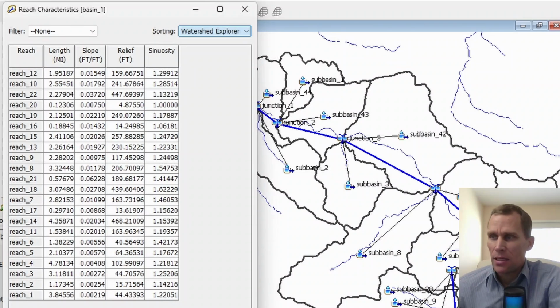What it represents is a measure that quantifies the degree to which a channel meanders. So sinuosity equals the channel length divided by the straight line distance between the beginning and the end of that channel. So a low sinuosity indicates a straighter river, typically with a higher, steeper slope. Then a high sinuosity indicates more of a meandering river, which is typical with smaller slopes.